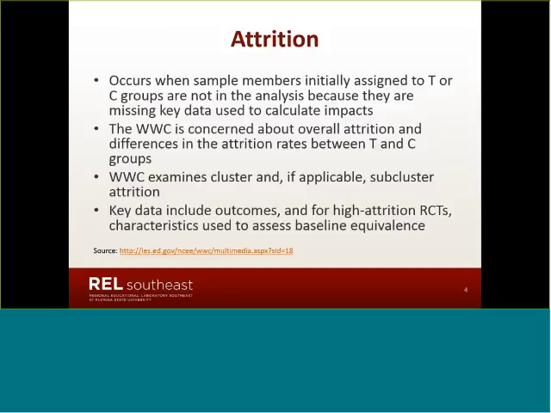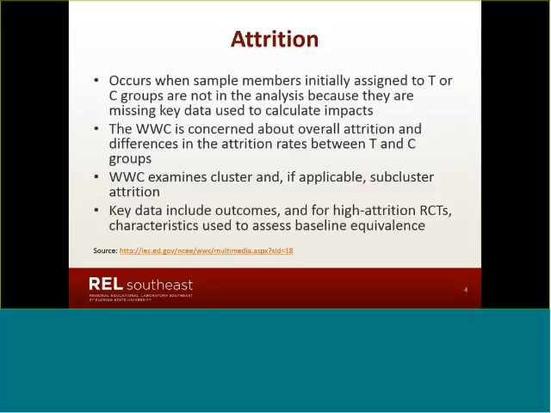So related to this is the topic of attrition. When we talk about attrition, this is something that occurs when some of your sample members that were initially assigned to the treatment or control groups are not included in the analysis because we don't have the key data that's used to calculate the impact. So the WWC is concerned about the overall attrition and differences in the attrition rates between the treatment and control groups. And for cluster level RCTs, as we just mentioned, the WWC examines cluster and, if applicable, subcluster attrition.